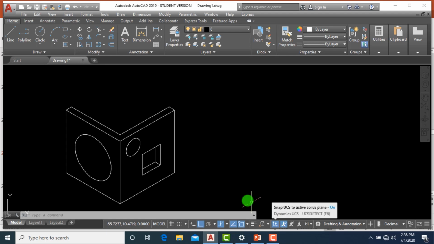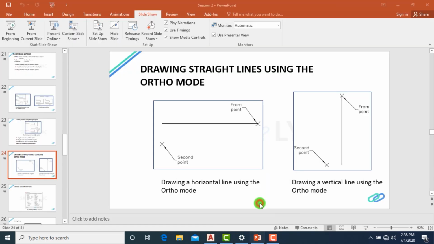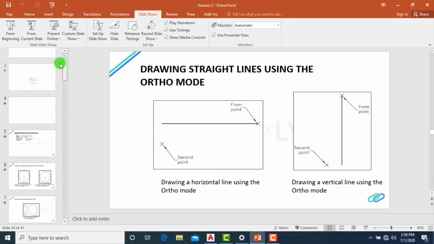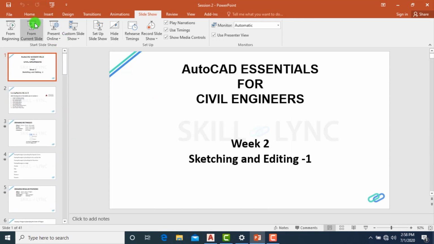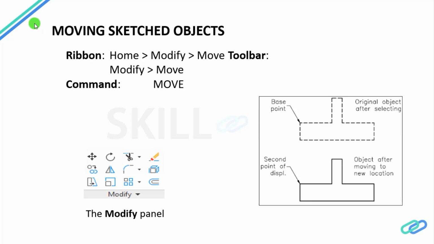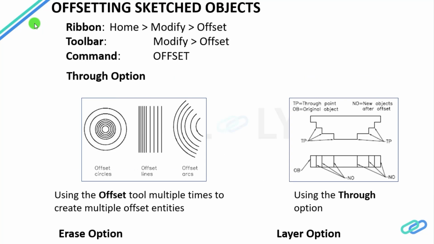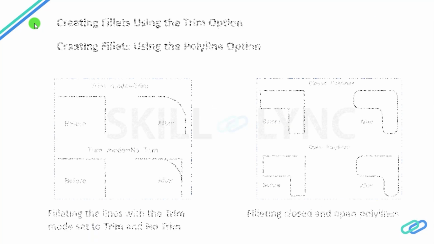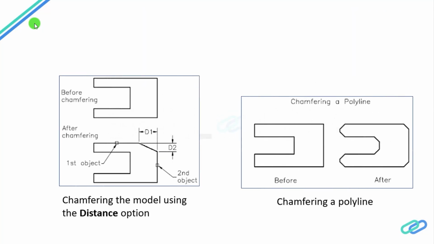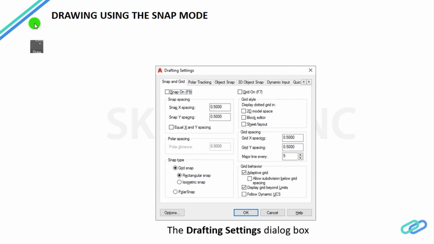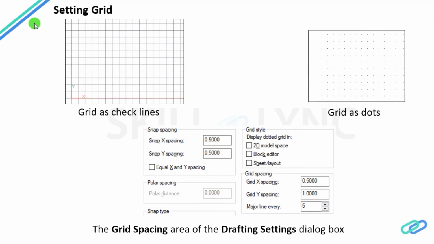So let's consolidate the session, and let's see what we have learned during this session 2. So we learned about rectangles, polygons, polylines, moving an object, copying an object, and offsetting, rotating, scaling, filleting, and chamfering, and we also learned about ortho and snap mode. Right? So in the next week, we will be doing Object Snap and various other tools that you will learn. Hope you have enjoyed, and thank you.